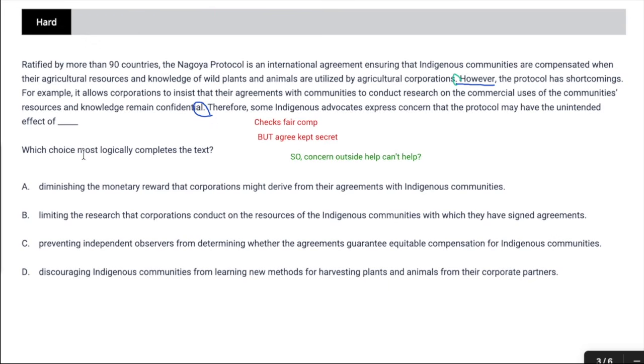Okay. All right. And then my prediction here is "so." Again, I want to emphasize the transition word there. "Concern of outside help can't help."